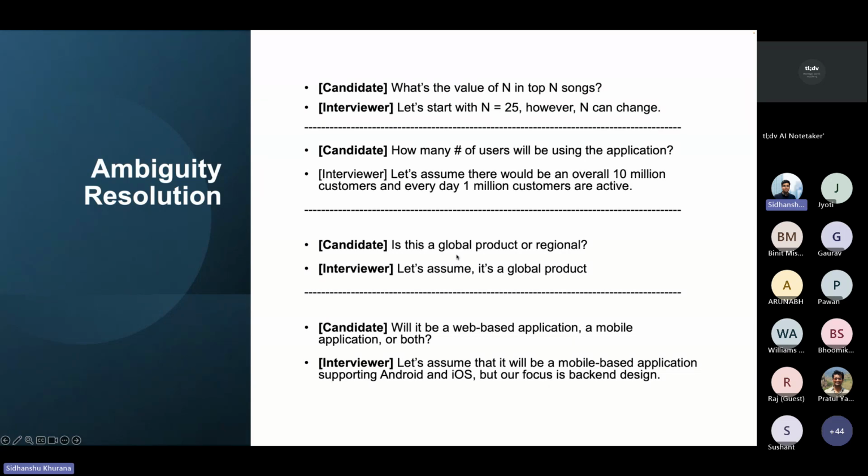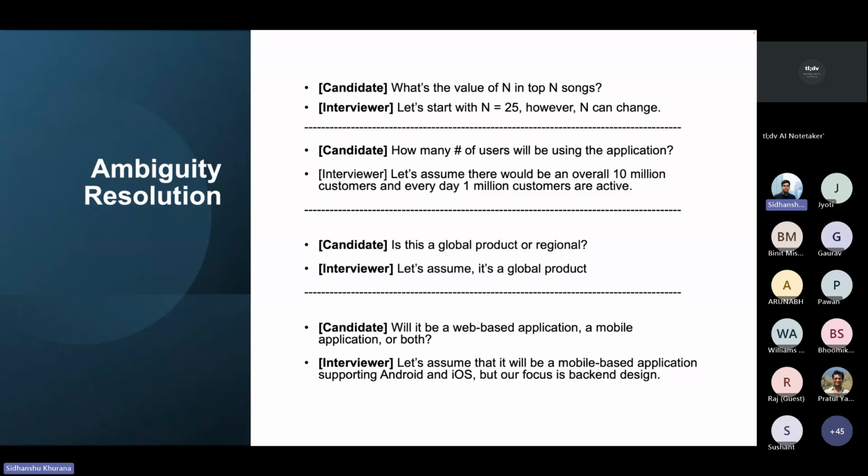What is the value of N in top N songs? We'll start with N equal to 25, like top 25 songs. However, N can change, so we should design the system considering this fact. How many users will be using this application? Let's assume there would be overall 10 million customers, and every day we have 1 million daily active customers.